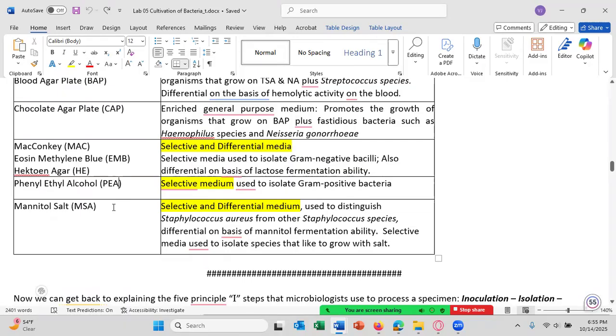Our last media is mannitol salt agar or MSA. It is both selective and differential. It is selective because it has 7% sodium chloride in the media, and only bacteria that can tolerate or enjoy growing in 7% sodium chloride can grow on MSA. Most bacteria cannot grow if the salt is above 2%. And MSA has the sodium chloride at 7%.